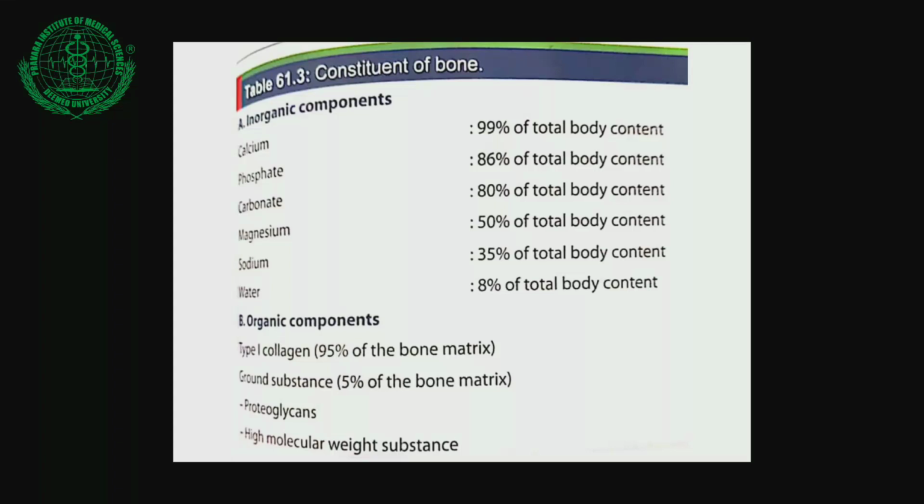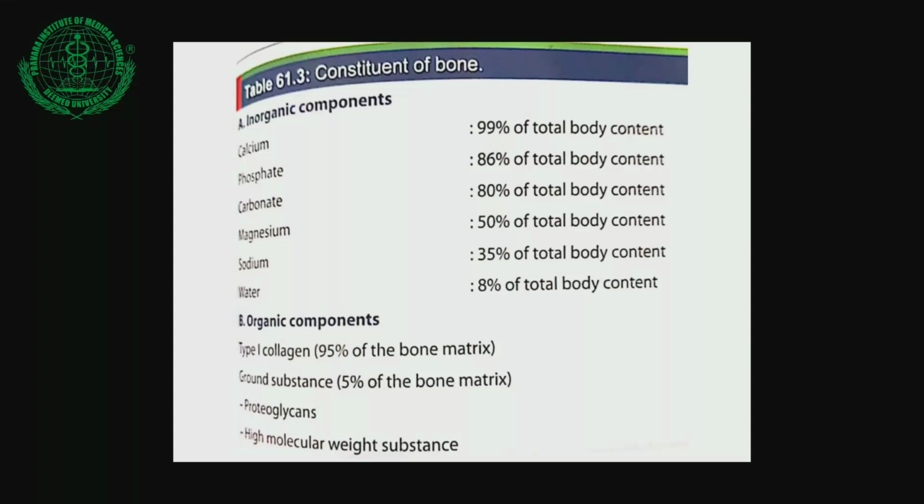The inorganic components of bone are calcium, 99% of the total body content; phosphate, 86% of body content; carbonate, 80% of total body content; magnesium, 50% of total body content; sodium, 35% of total body content; and water, 8% of the total body content. These are the inorganic components.